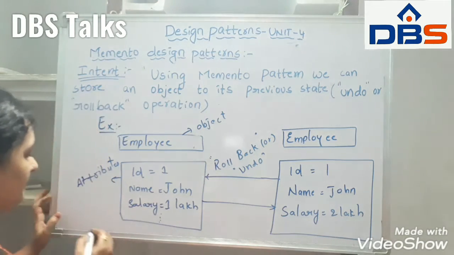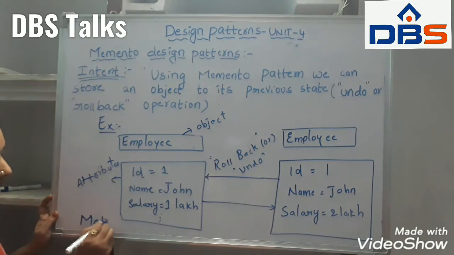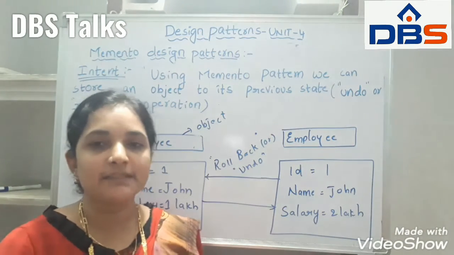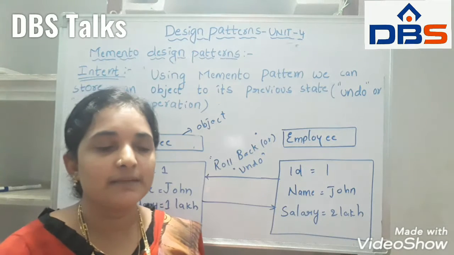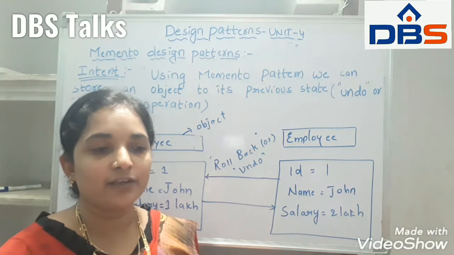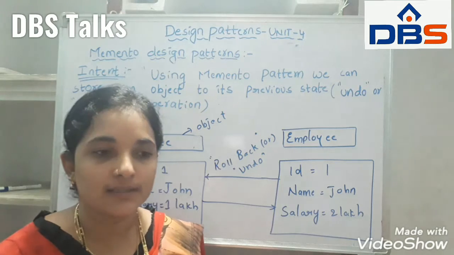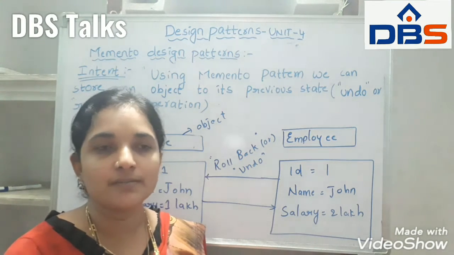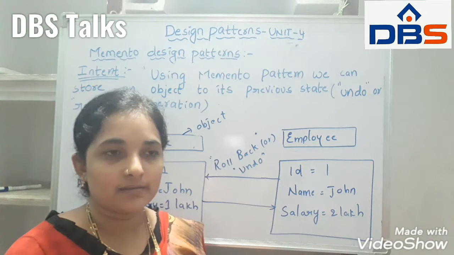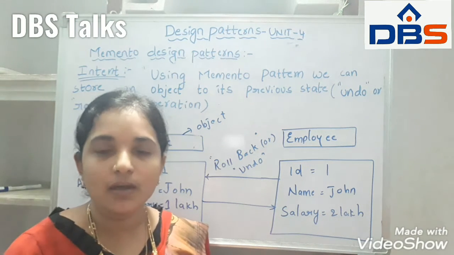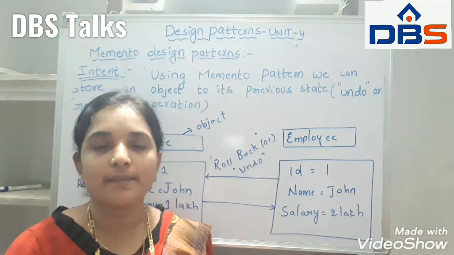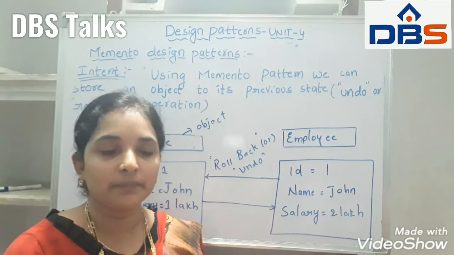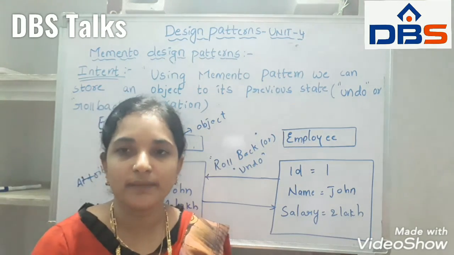Next, coming to the motivation. Sometimes it is necessary to record the internal state of an object. This undo mechanism is implemented so the user can back out of their operations and recover from their errors. That is called the motivation. In this I am using a small example, a graphical editor. This graphical editor is used to support connectivity between objects. So I am taking a small image here.